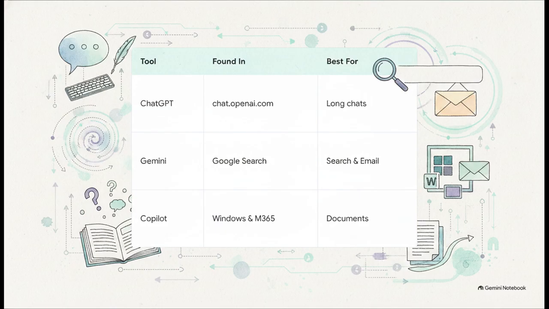ChatGPT lives over at chat.openai.com. It is fantastic for answering complex questions and just having long back-and-forth conversations. Then there is Gemini, which is built right into things you might already use every day, like Google Search and Gmail. This makes it super helpful for summarizing long emails from family members. Finally, we have Microsoft Copilot. This one is built into Windows and Microsoft 365 programs, making it perfect if you ever need to draft, say, a community newsletter. But you know what the beautiful thing is? They all work the exact same way. You just type a question, and the AI responds in plain, friendly language.